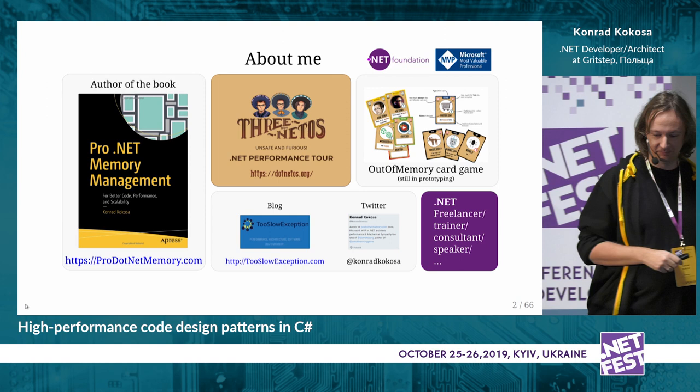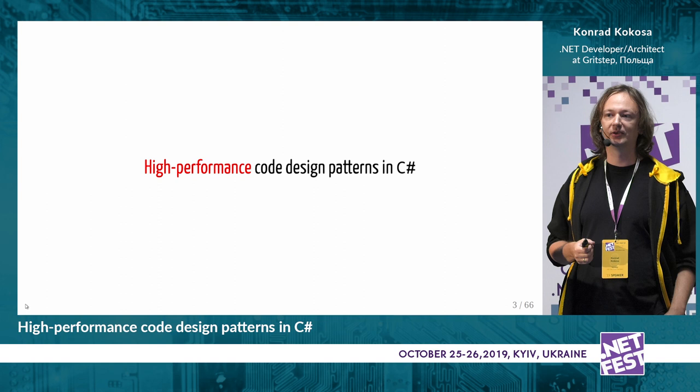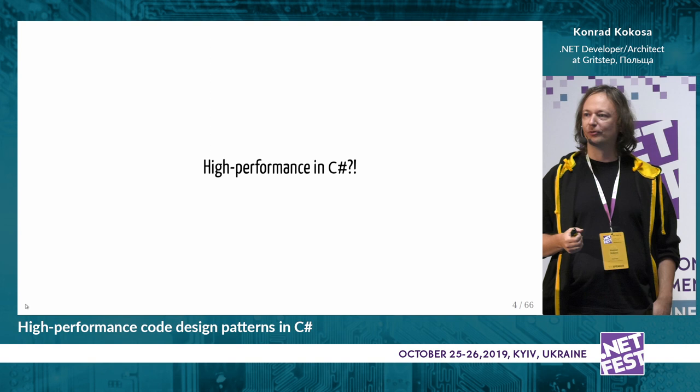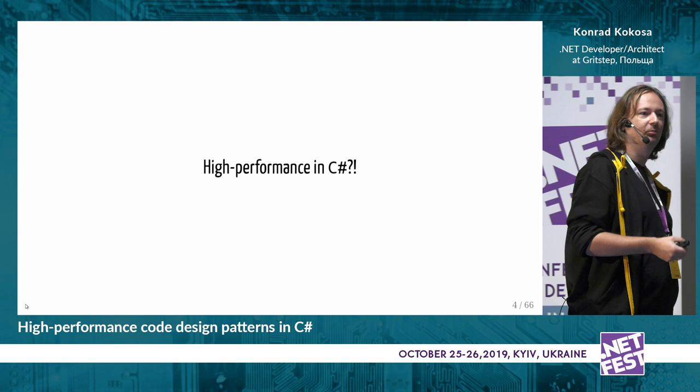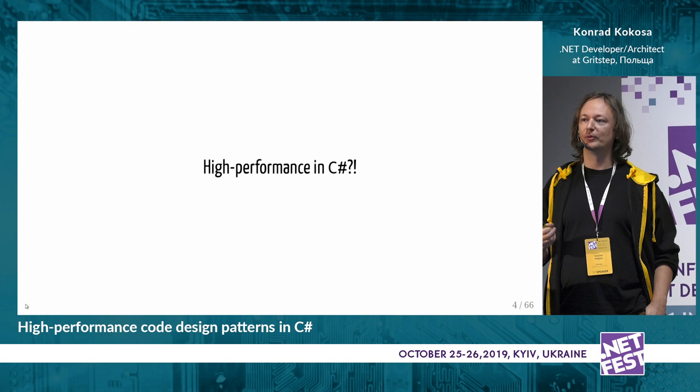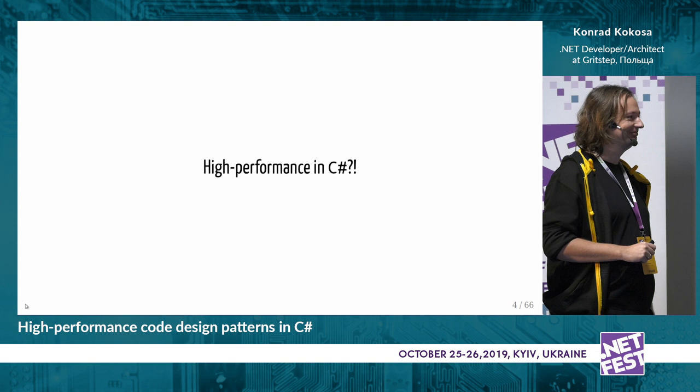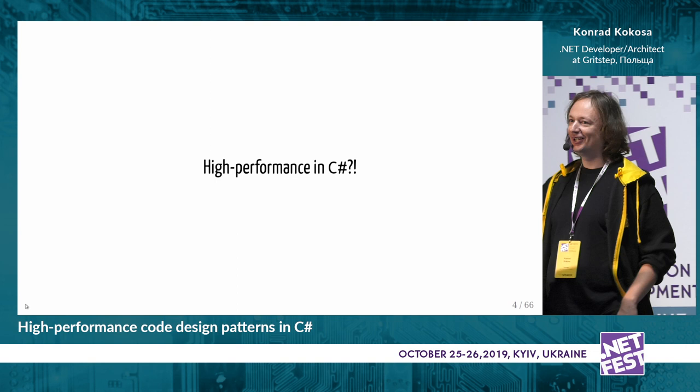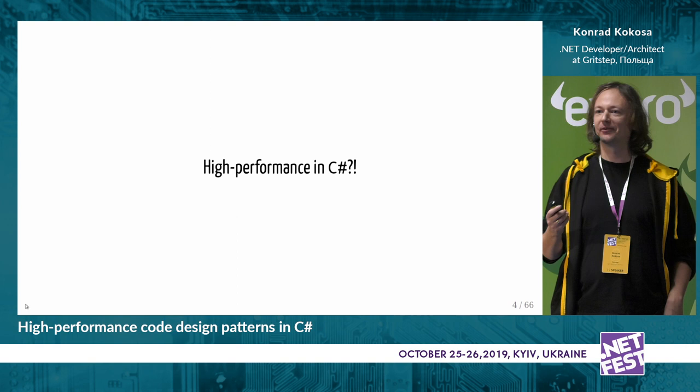So that's about me. The talk is about high-performance code design patterns in C#. So the very first question is, what is high-performance in C#? Whether we should even care about something like that? For me, it is very important. I'm a C# developer for many years. I am involved in the .NET ecosystem and projects that are written in .NET. So I really want to have this possibility to write high-performance code in C#. Sorry, that's a mistake. I was just going to say that I don't want to write in C++, but instead in C#, because we have such possibilities.